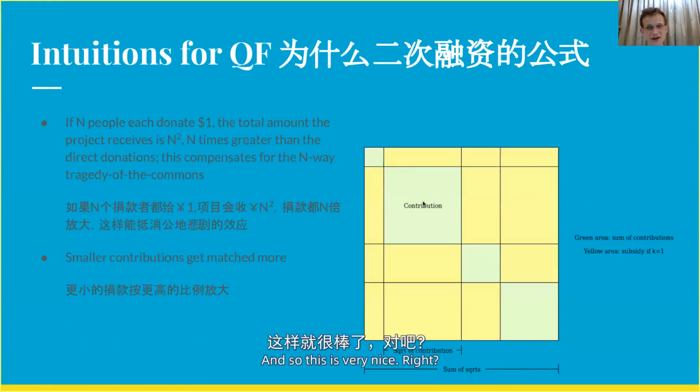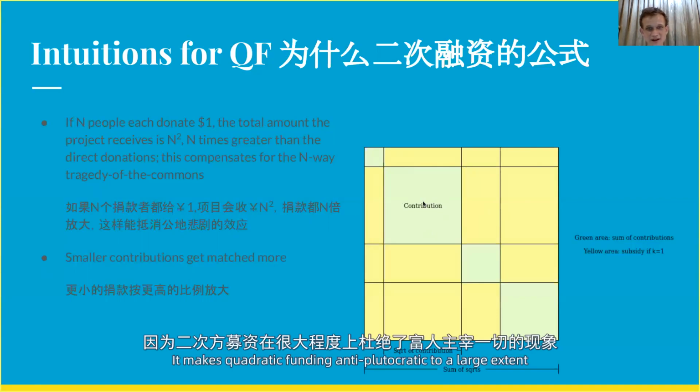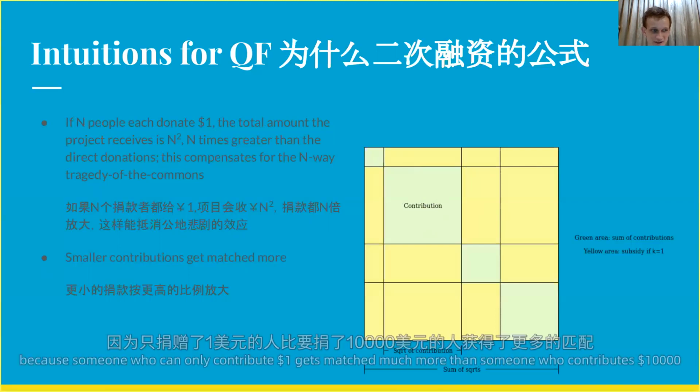And so this is very nice. It makes quadratic funding anti-plutocratic to a large extent, because someone who can only contribute $1 gets matched much more than someone who contributes, say, $10,000.